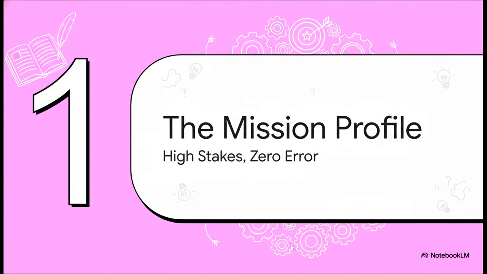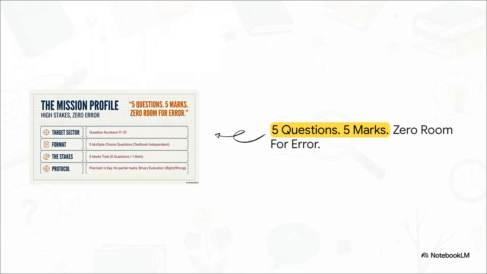Knowing the challenge is always the first step to winning it. So let's look at our mission profile for this particular section. Okay, look closely here. We're talking about question number 17 to 21. That's 5 multiple choice questions. And that means 5 marks are on the line, 1 for each question. The most important word here is precision. Why? Because with MCQs, your answer is either 100% right or 100% wrong. There are no partial marks.